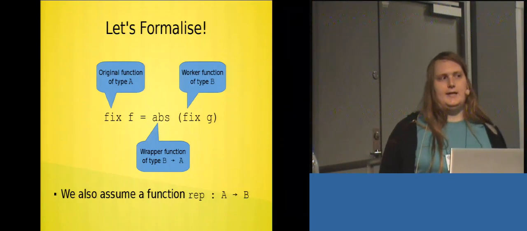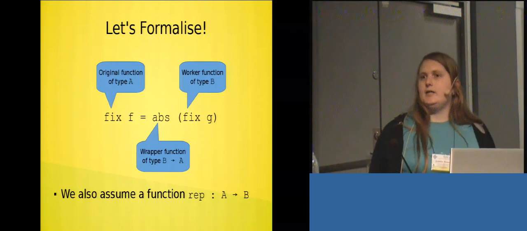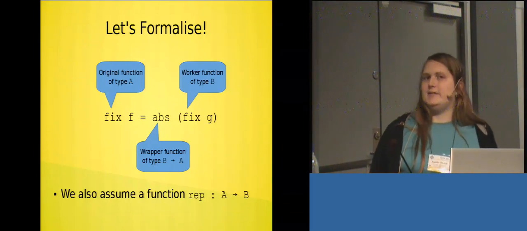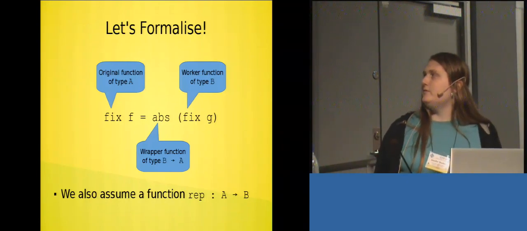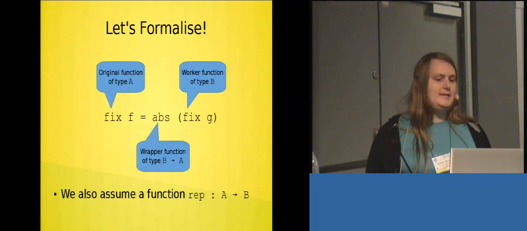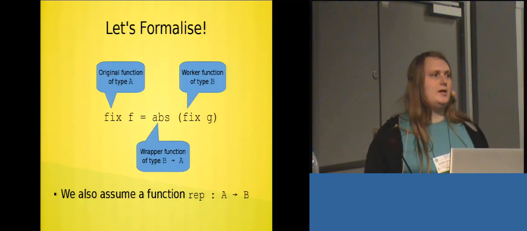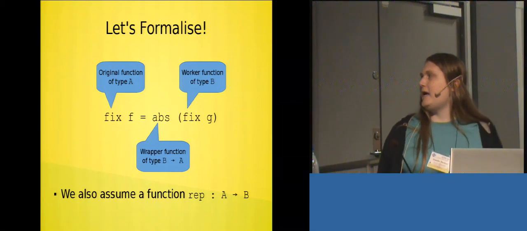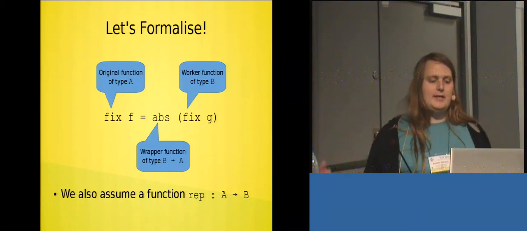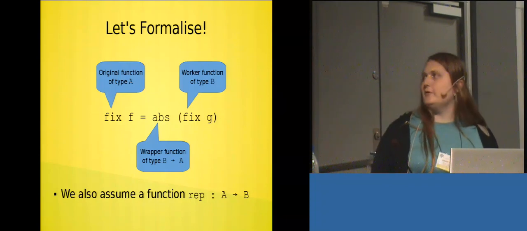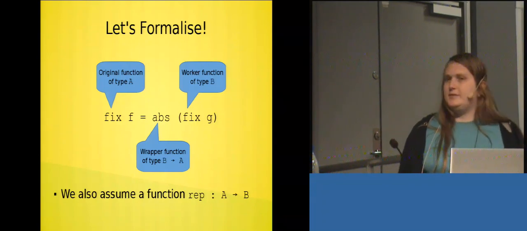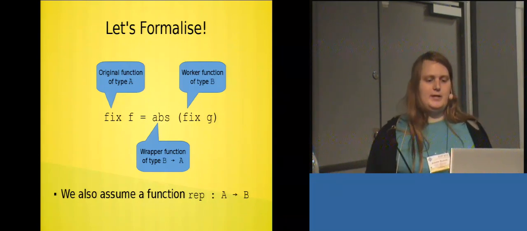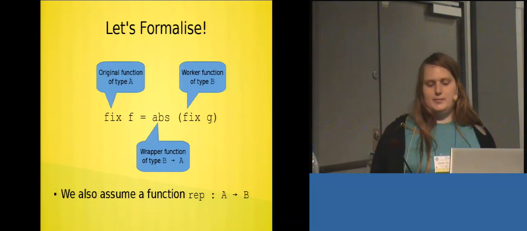In this case, let's say we're working with a general recursive function written as a fixed point. So we've got fix f has type A, so f is of type A to A, and fix g has type B, so g is of type B to B. And we have an abs which abstracts from type B to type A. And we also have a function rep, which represents things of type A in the type B. So abs and rep have some relationship.